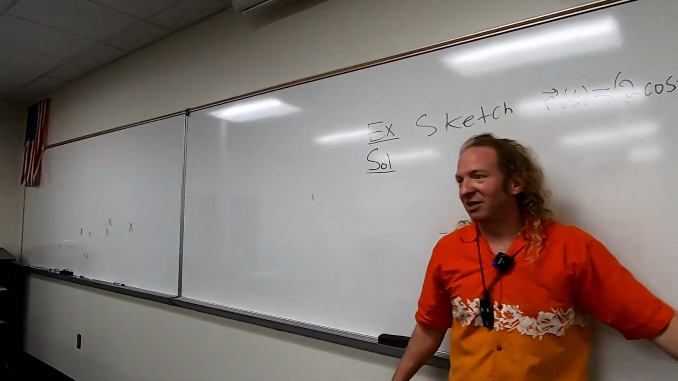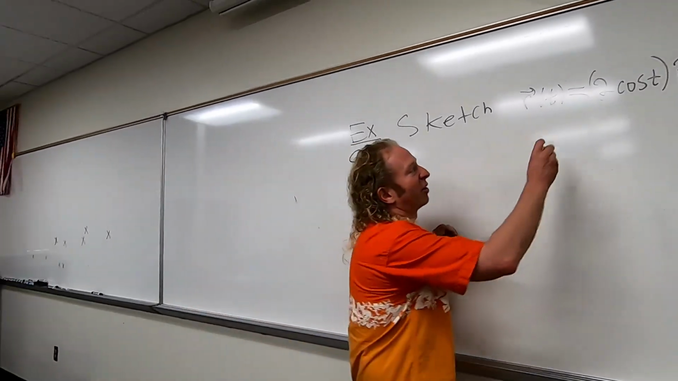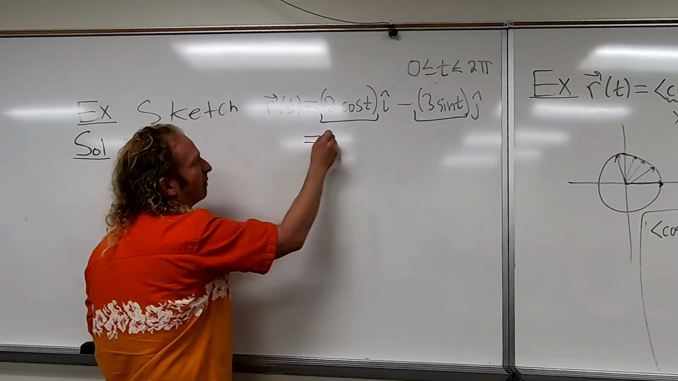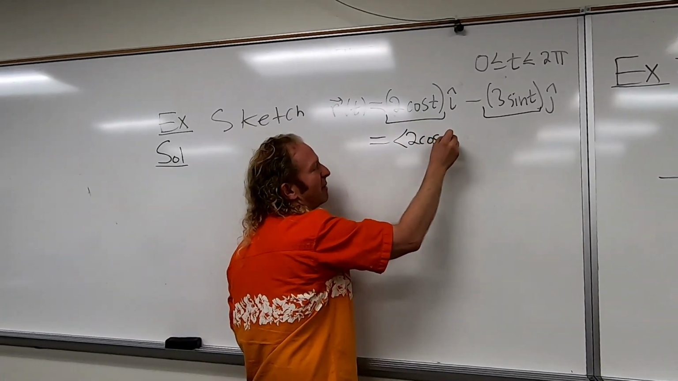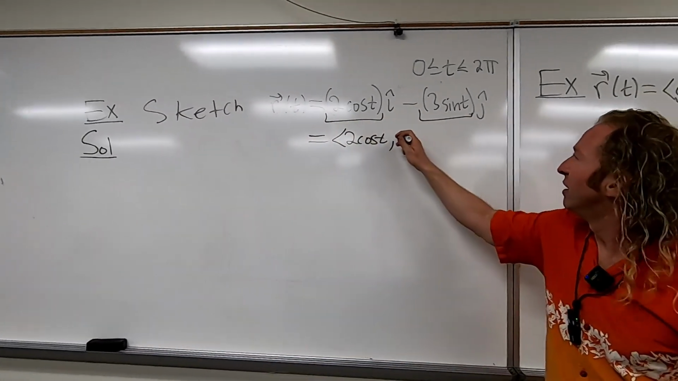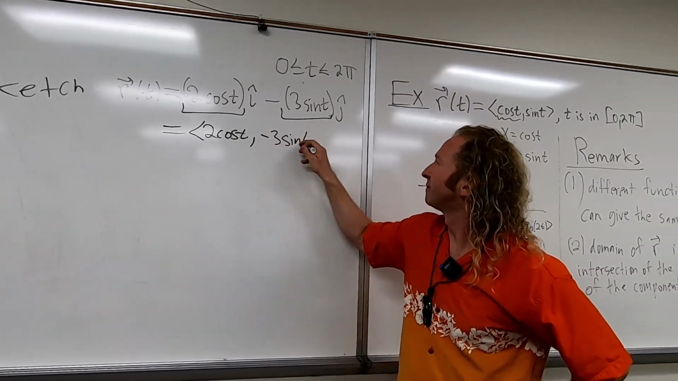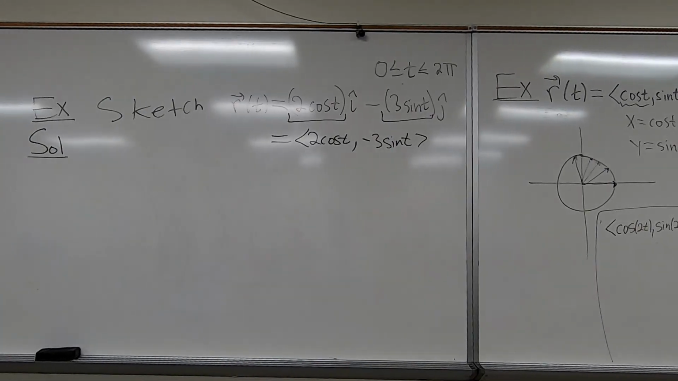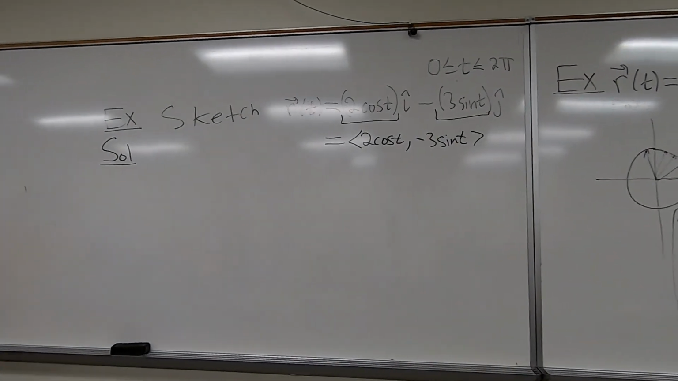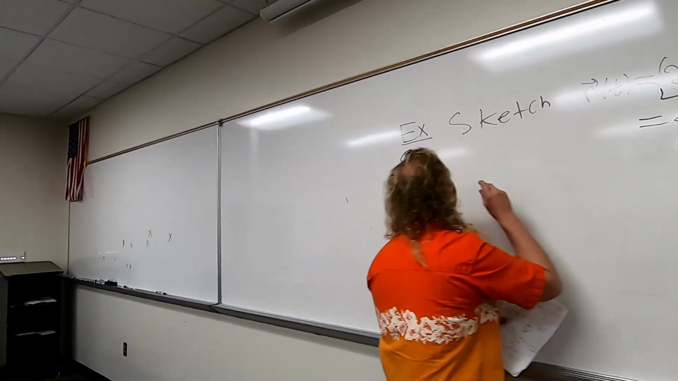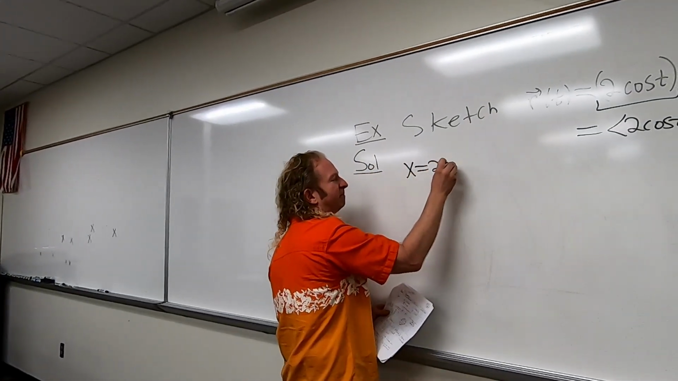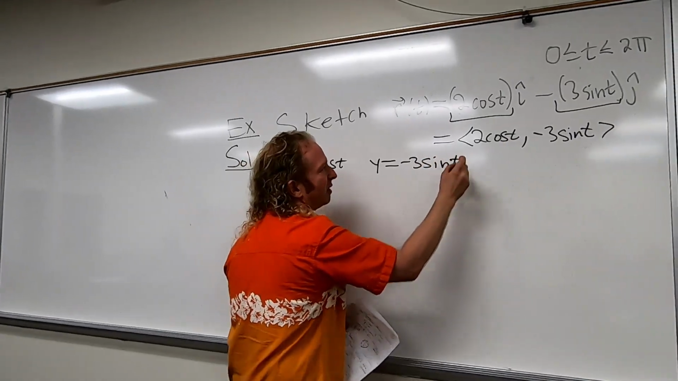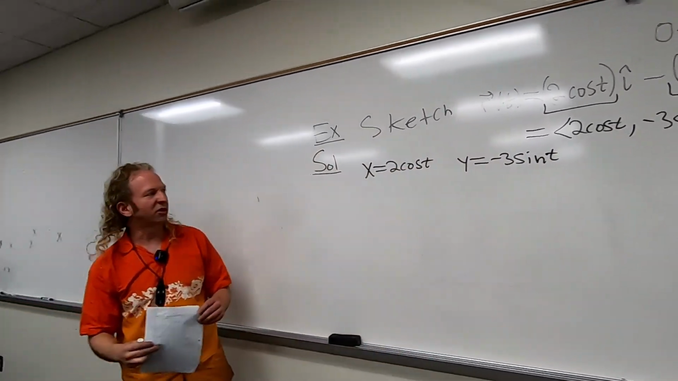So in order to sketch this, what you want to do is you want to call this x, and you want to call this y. So you can think of it in component form if you like. So 2 cosine t, that might make it easier. And then negative 3 sine t. Okay, think of it like this. All right, so we'll call this x. So x is 2 cosine t, and then y is negative 3 sine t. It's just a clever trick to sketch this. It's a good way to do it.